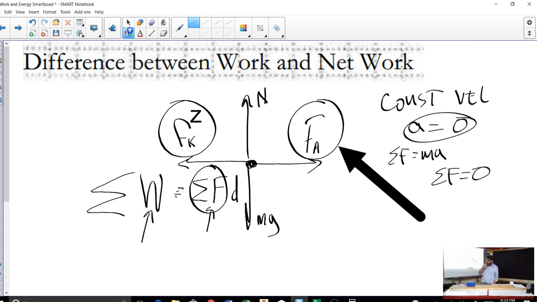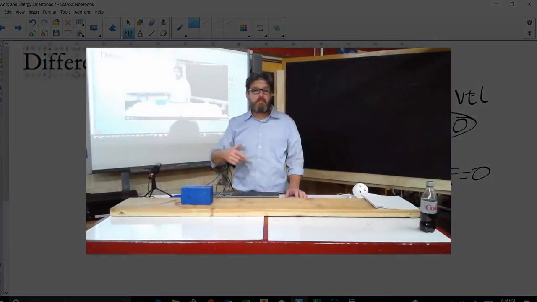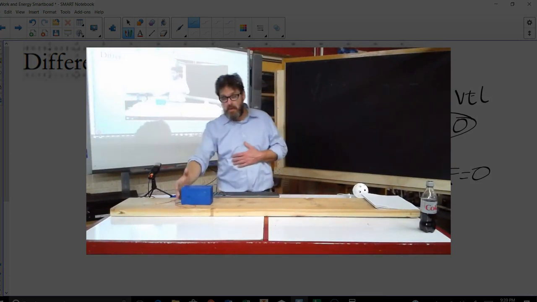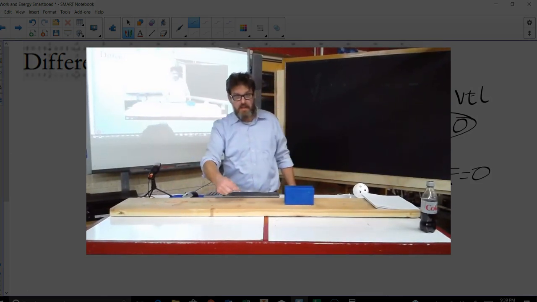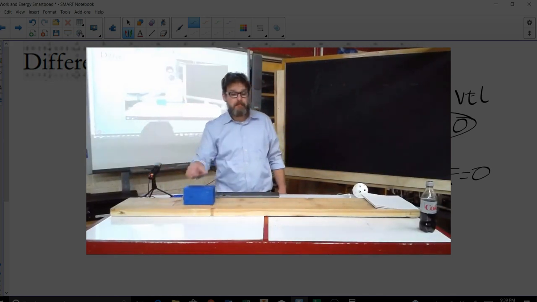So it's important to note that there are plenty of situations where a problem might ask you about the work done by friction, the work done by the tension in the rope, the work done by the person pulling it. Right? The work done by tension in the rope.